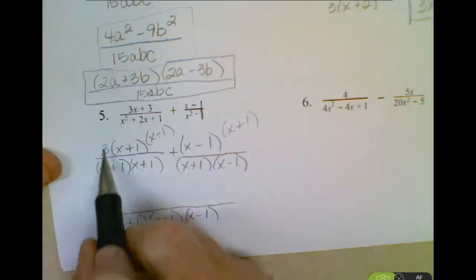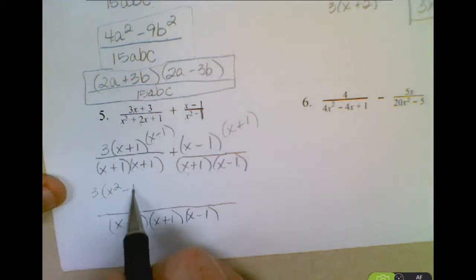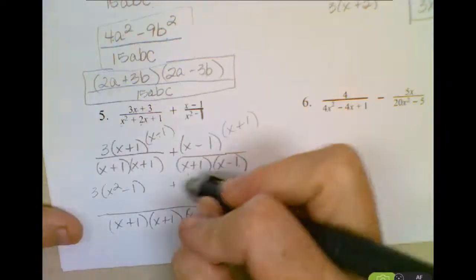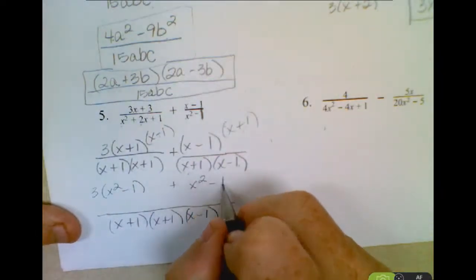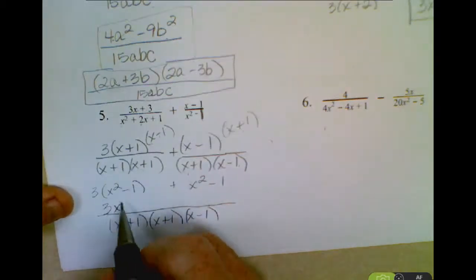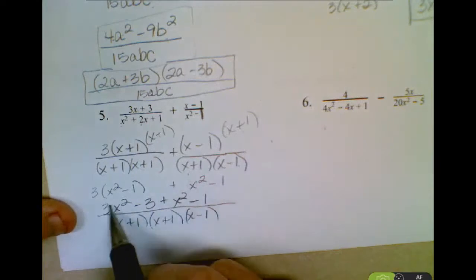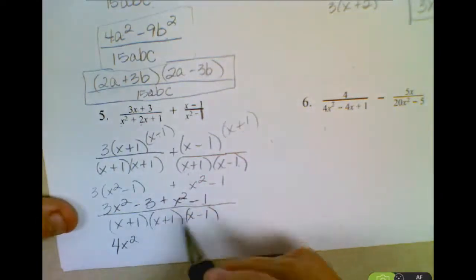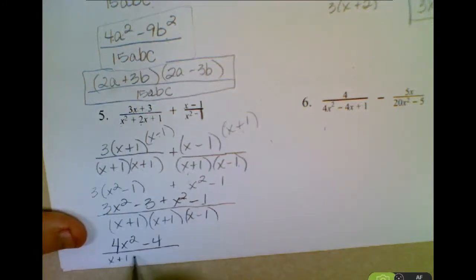So we would get here, x plus 1 and x minus 1 is x squared minus 1. That's one of our special case polynomials. We also have that over here. So if I just bring that down, I would have 3x squared minus 3 plus x squared minus 1. Now I can combine, I would have 4x squared, negative 3 minus 1 is negative 4, and I would have (x plus 1) and (x minus 1) on the bottom.